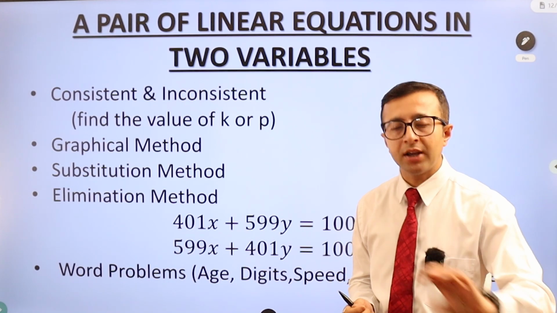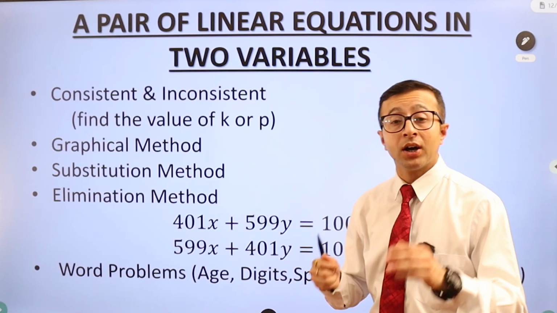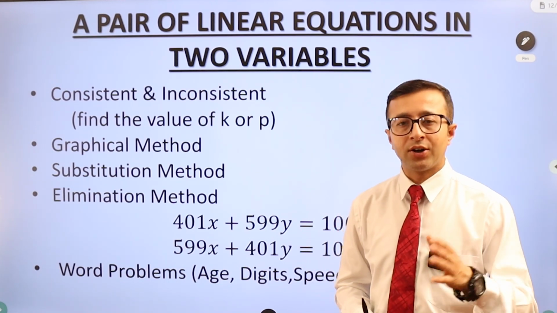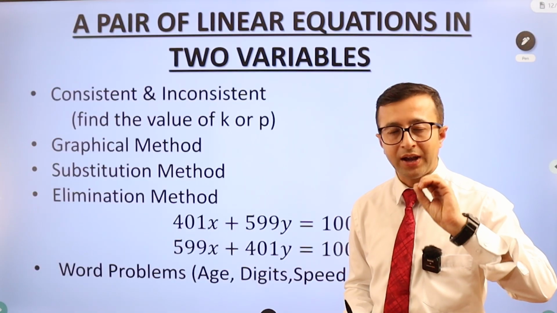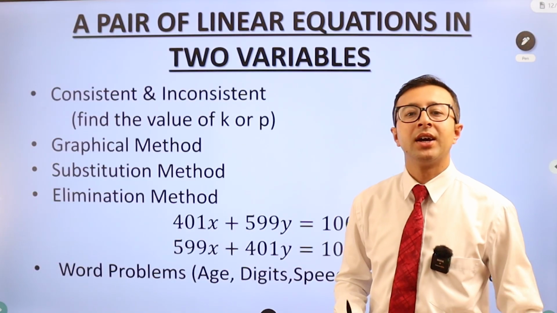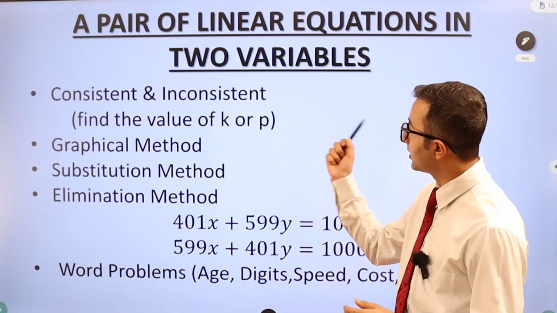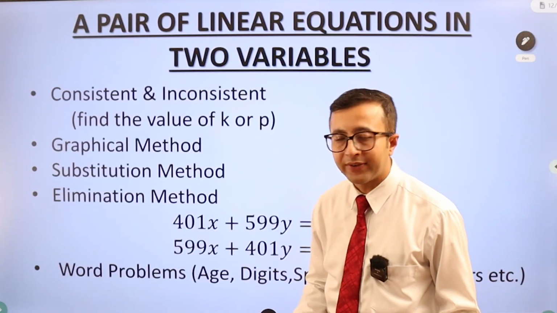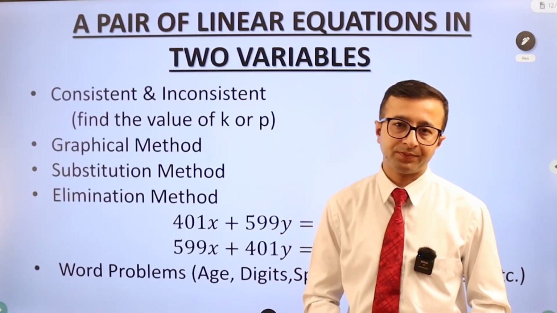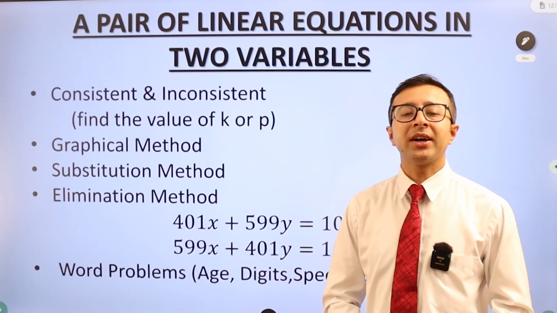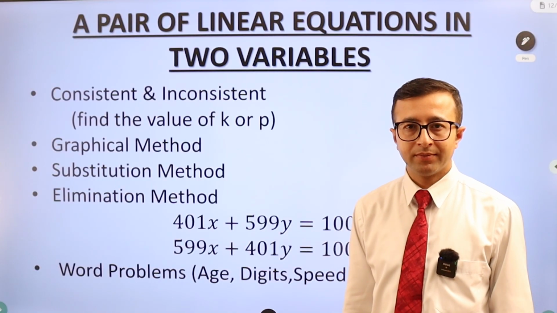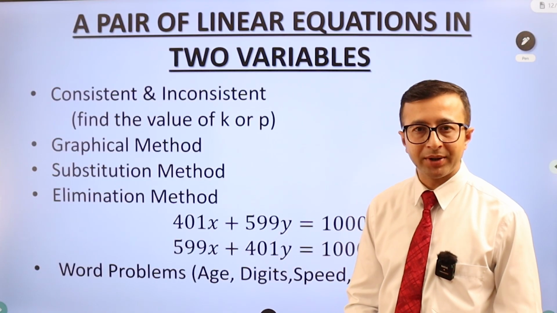Famous question, almost every year this question will be asked, from consistent and inconsistent. Consistent means a pair of equations which has at least one solution. Inconsistent means no solution. From there, find the value of k or p or some unknown. Second, solve the pair of linear equations graphically. High chances of getting it in the board examination.